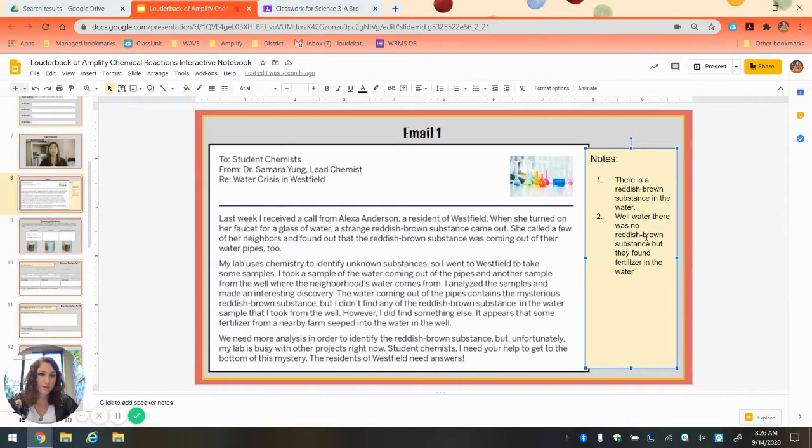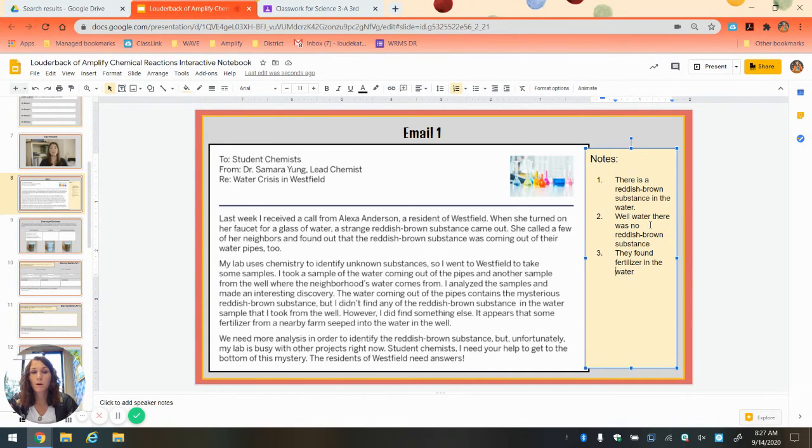Technically, there are three things. There was a reddish brown substance in the water, there was no reddish brown substance in the well water, and the third thing, they found fertilizer in the water. So those are the three key things. If you don't have those three things in your email notes, I would pause the video and type those in. Number 1, there is a reddish brown substance in the water.